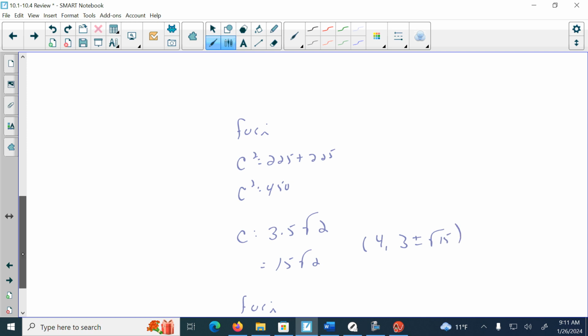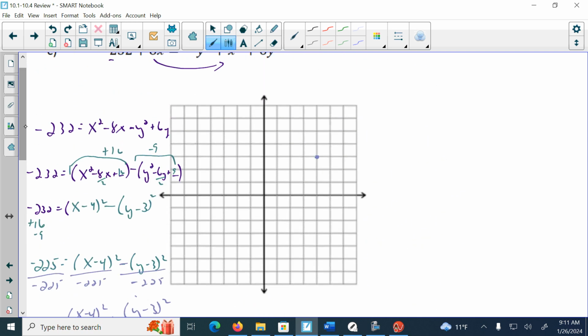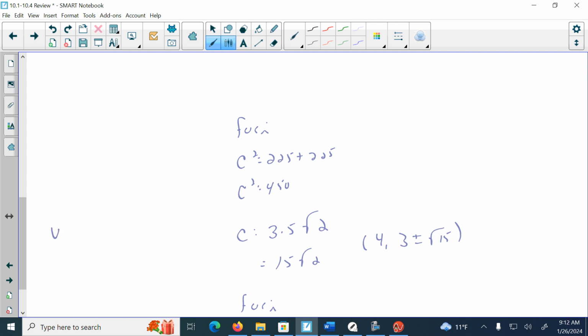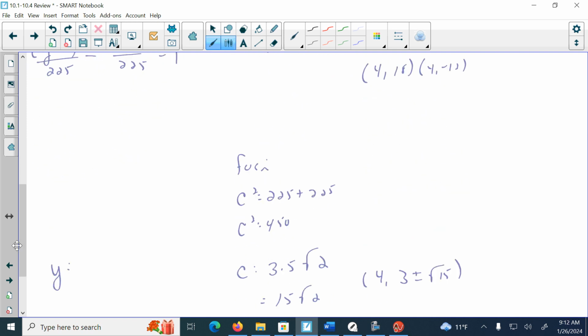So to draw this, I'm going to have a box that goes up 15, a box that goes down 15, over 15, over 15, draw it, and then it's going to go something like this. But now let's talk about the asymptotes. My asymptote is going to be y is equal to the k from my center. Well, the k from my center is 3, plus or minus.